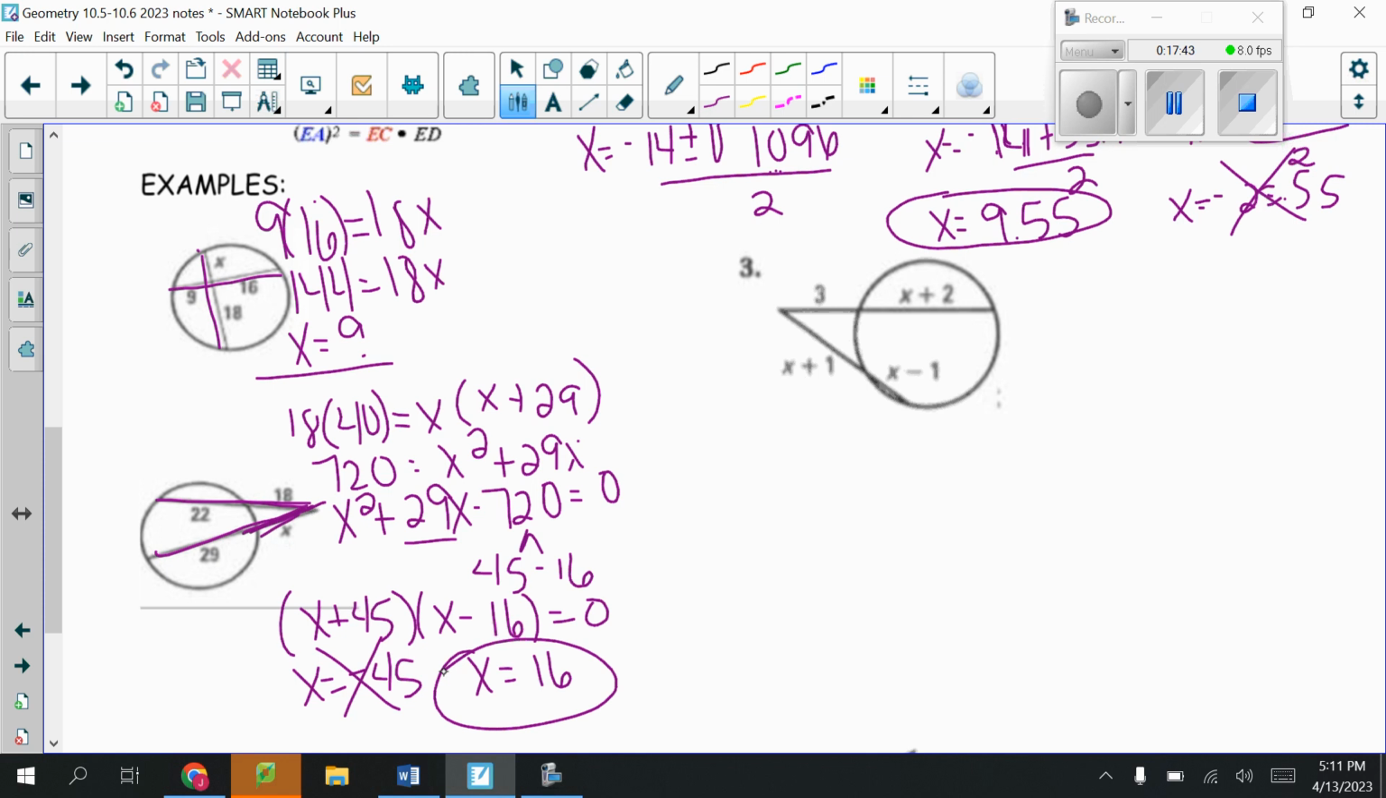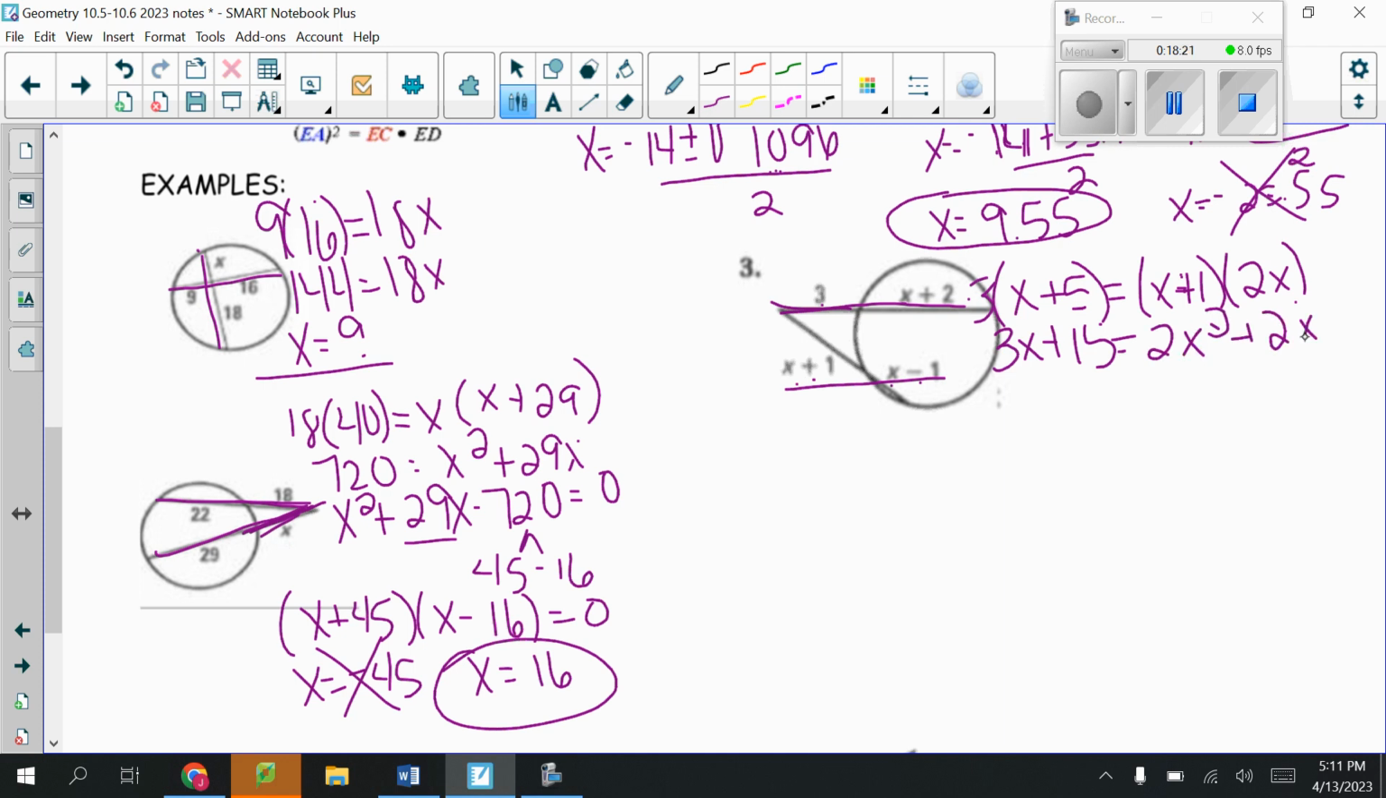We'll go over here to the one marked number 3. Again, I have a secant and another secant. So I set it up the exact same way. So the external part, 3, times the whole thing added together. So x plus 3 and 2, 5, equals the external part, x plus 1, times all of it added together. So x and x gets me 2x. 1 plus negative 1, nothing. So now I want to distribute. So I get 3x plus 15 equals 2x squared plus 2x.